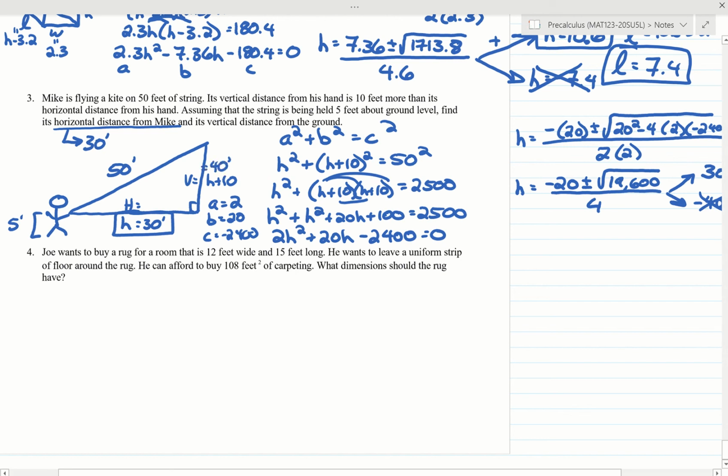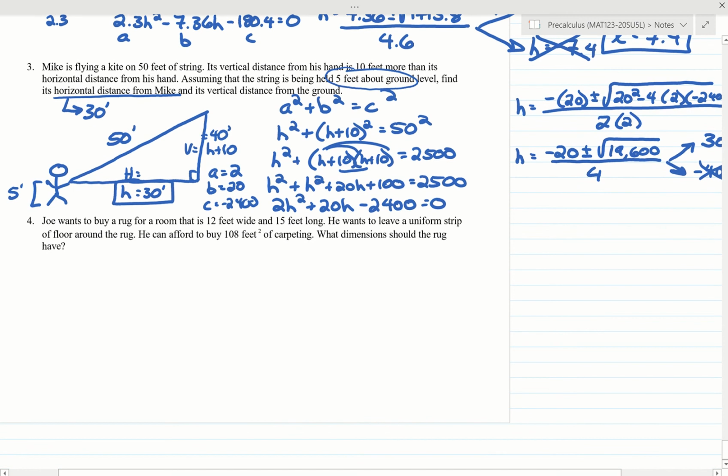But it's a little bit of a trick question, because remember, it was being held 5 feet above the ground, right? So the vertical distance from his hand is 40 feet, but if we add 5 to that, we get the vertical height total is 45 feet above the ground.